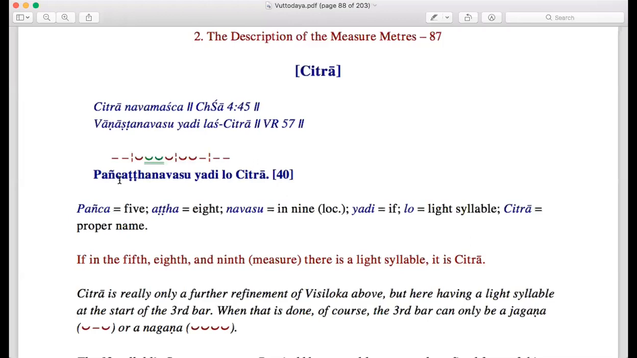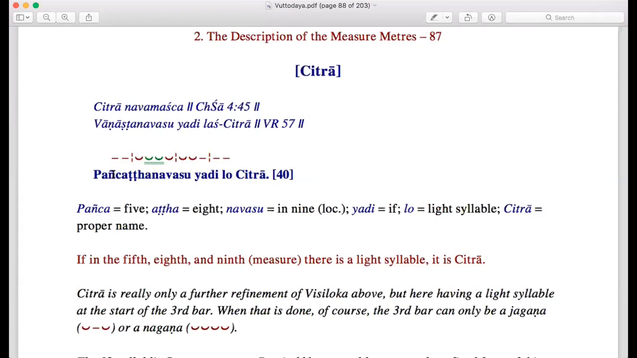If panchatta navasu, the 5th, 8th, 9th places, in the 5th, 8th, and 9th places, yadi lo, if lahu is there. Yadi means if, right? Lo yadi bhavati, if lahu is there, then it is called Chitra. So let's check it.